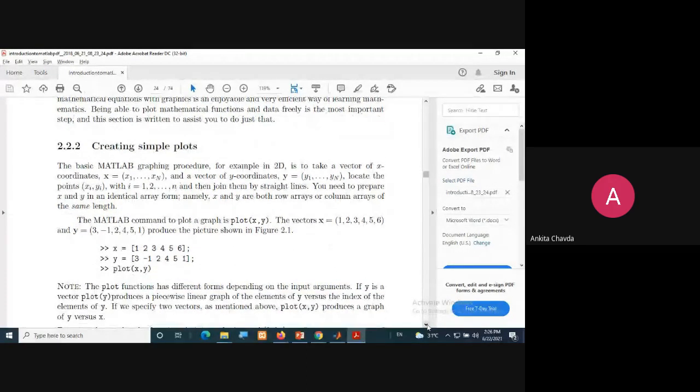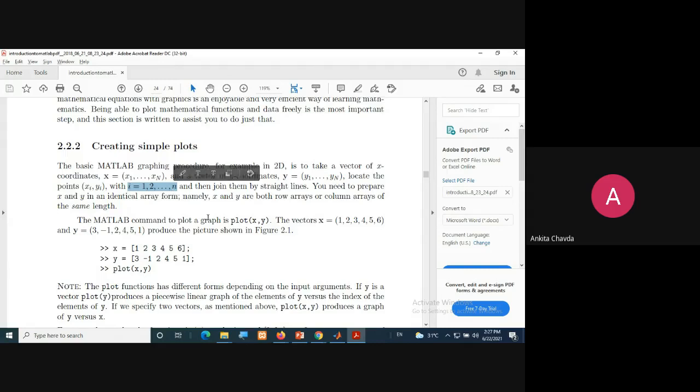Now we'll move on to plotting, right? How you can plot the values onto the graph. Here, whatever values you are taking for x and y, they are vectors of values, right? Whatever values you give, x1, x2, x3 till xn, same way y1, y2 till yn, it will locate the different points xi, yi, with whatever number of values you have given.